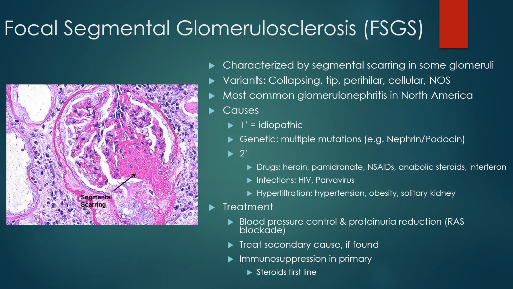The treatment for FSGS includes blood pressure control and proteinuria reduction, again with RAS blockade, treating a secondary cause if found, and in primary FSGS, immunosuppression is used with steroids being first line.